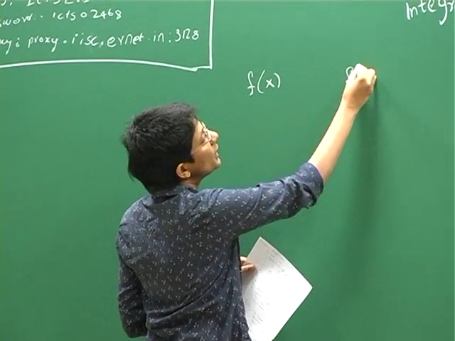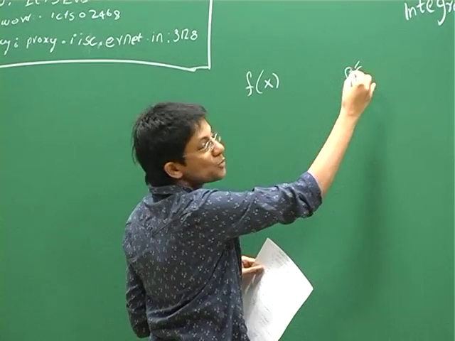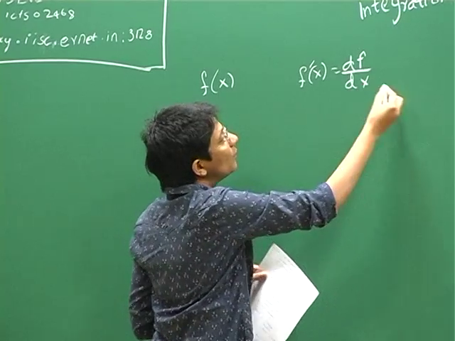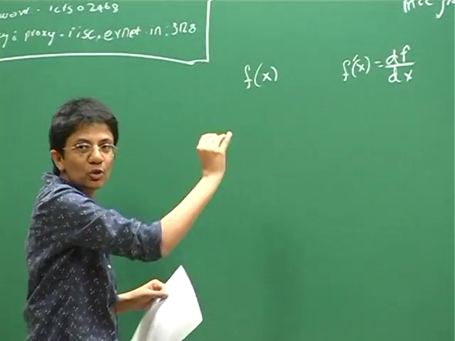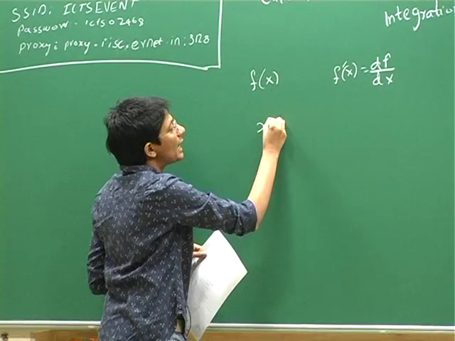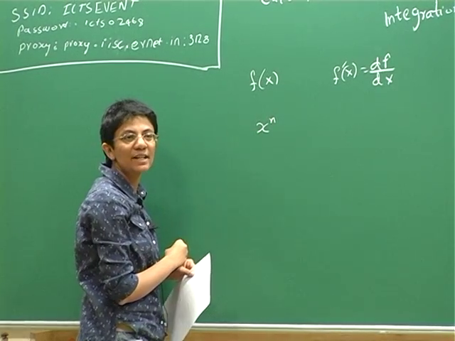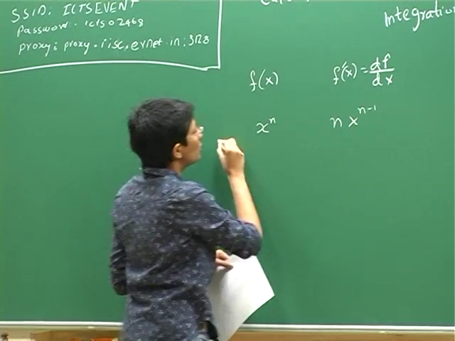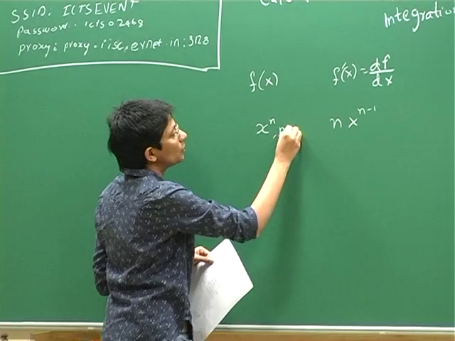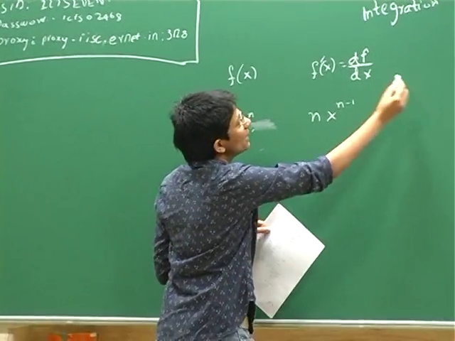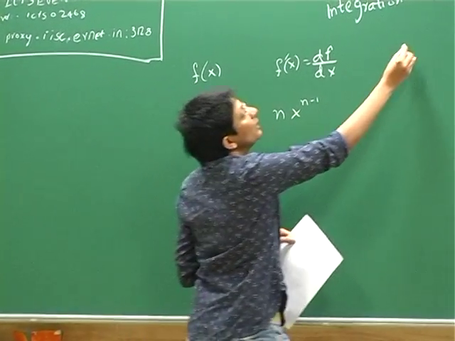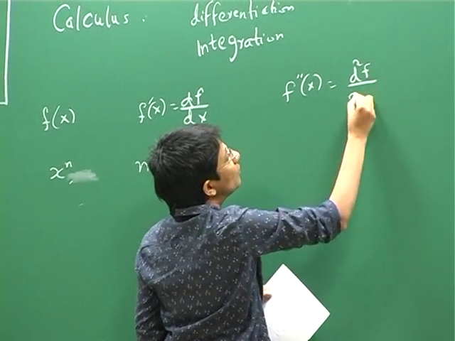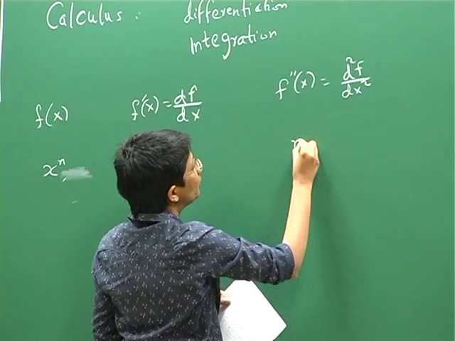So sometimes we denote the derivative of a function by this prime. Okay, so I'll just give you this result. Suppose I have x to the power n. Its derivative is n times x to the power n minus 1, provided n is not equal to, oh no, it's okay. Okay, now I can also do the second derivative.